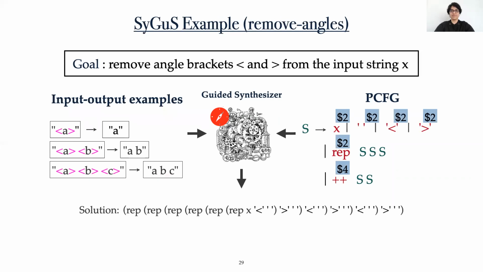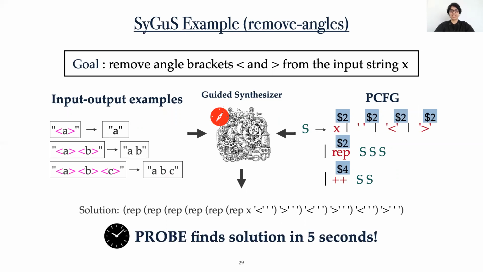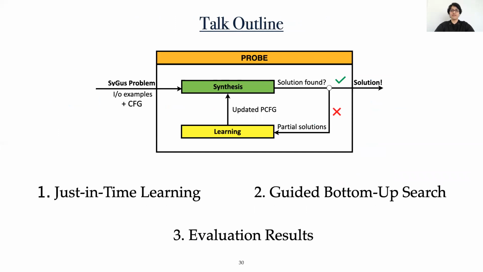Coming back to our remove angles problem, recall that the traditional synthesizer timed out after 20 minutes, whereas Probe finds the solution in only 5 seconds. So this talk will be split into 3 parts. In the first part, I'll talk about our just-in-time learning technique and how it uses partial solutions to update the PCFG on the fly. Then I'll talk about our guided bottom-up search technique that enumerates programs in the order of cost. And towards the end, I'll present an evaluation of Probe across 3 domains. So let's dive into the just-in-time learning technique.